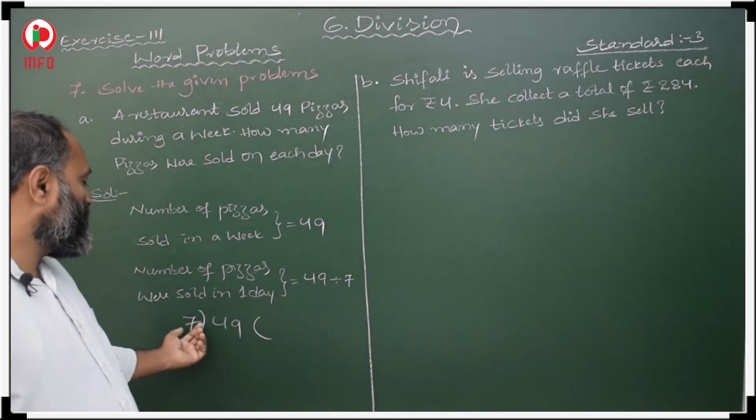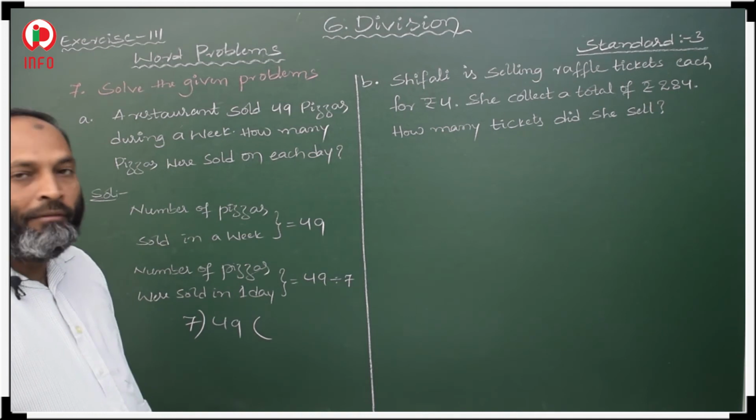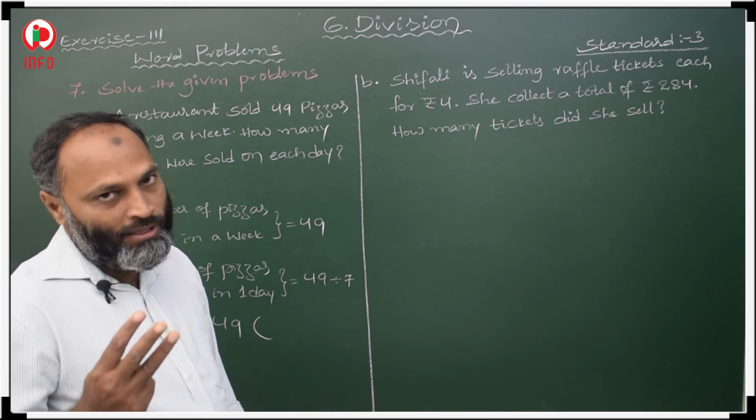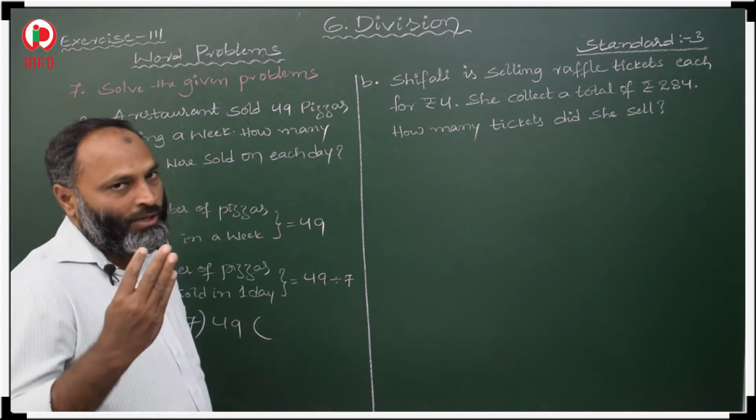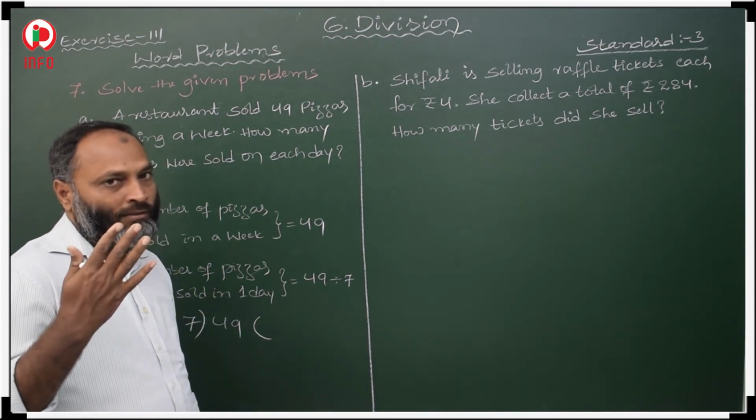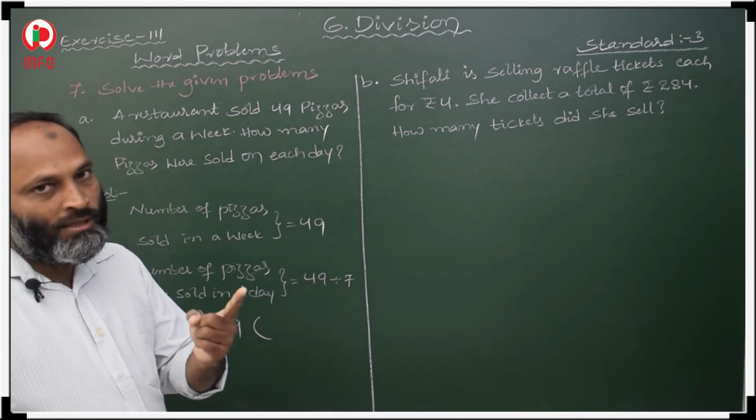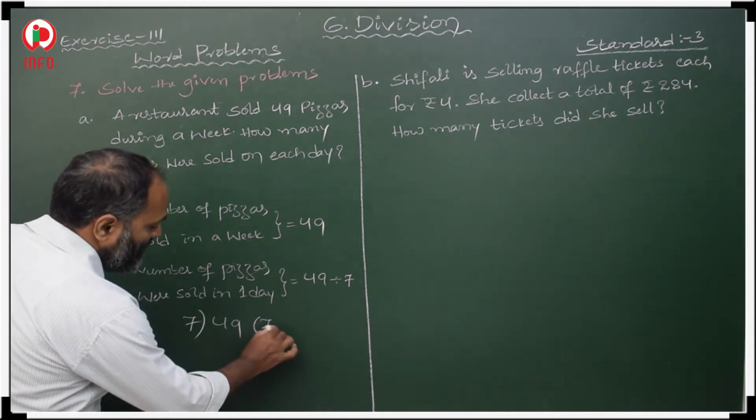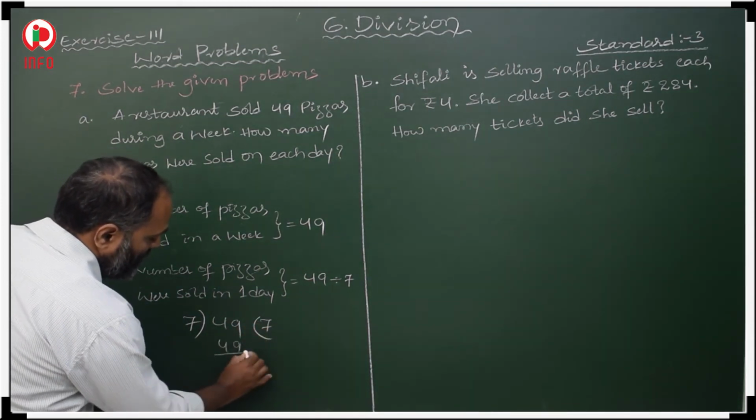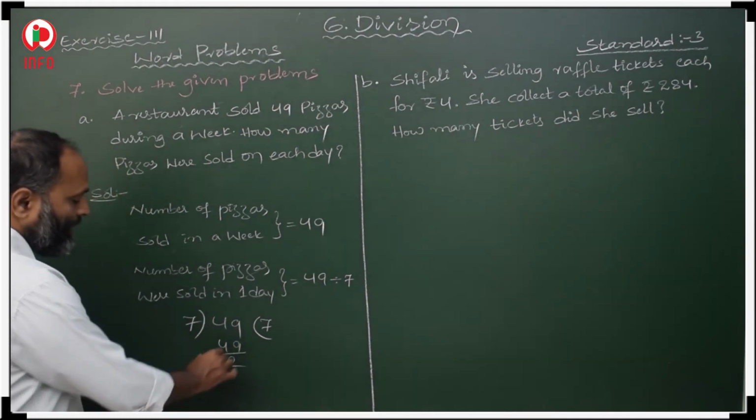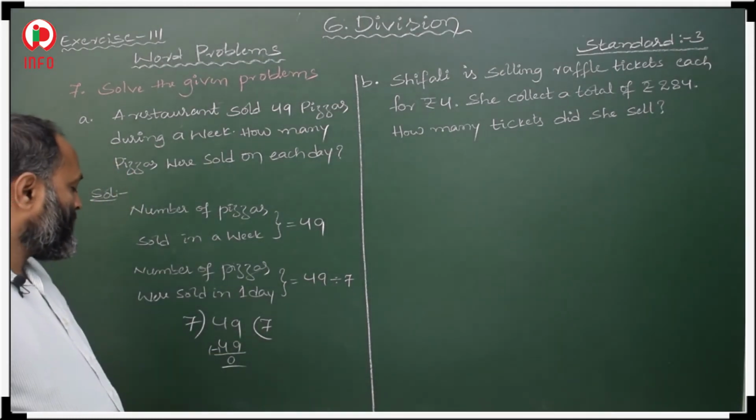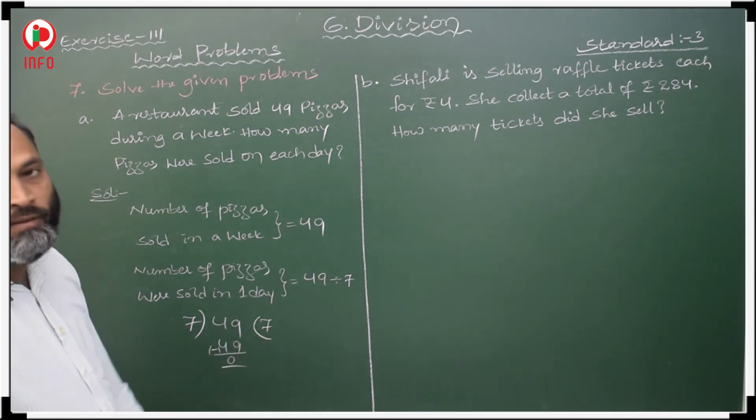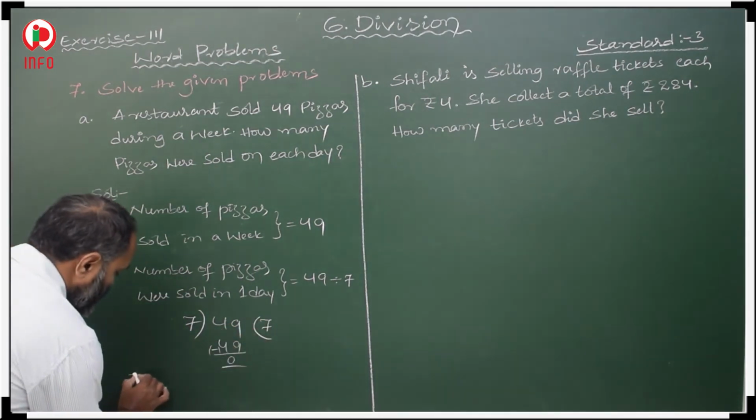Now, check in the 7 table when you will get 49. Read your 7 table. 7 1s are 7, 7 2s are 14, 7 3s are 21, 7 4s are 28, 7 5s are 35, 7 6s are 42, 7 7s are 49. 49 minus 49 is 0. Then how many pizzas did they sell in 1 day? 7 pizzas.